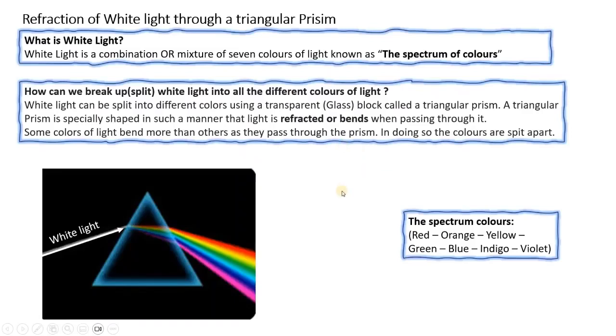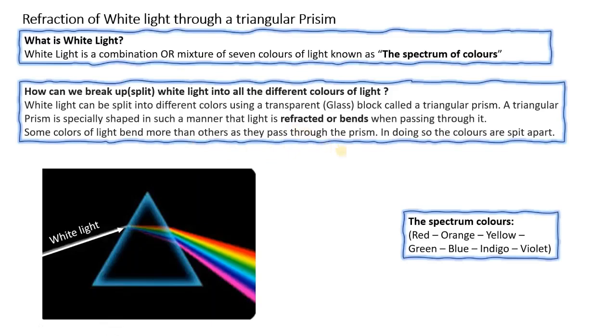Lastly, learners, let us look at how we can split white light into its different colors by using refraction. It says here, refraction of white light through a triangular prism will be used to split white light into its different colors. Firstly, what is white light? White light is a combination or a mixture of 7 colors of light, and this mixture is called a spectrum of colors. How can we break or split up this light into different colors? It can be done as follows.